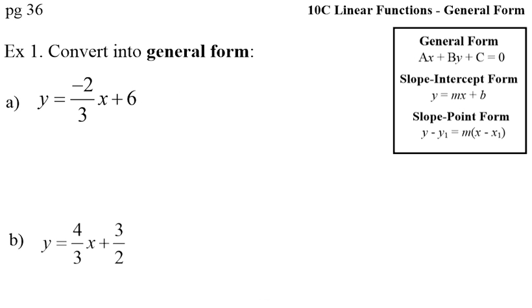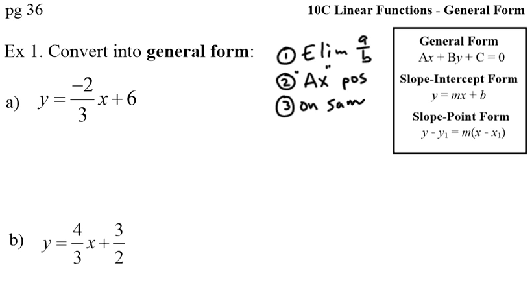Example 1 says to convert into general form. So what's wrong with this equation? Well, a couple of different things. The order I always look at is I want to eliminate fractions first. The second thing, our Ax needs to be positive, so the x term needs to be positive, and everything on the same side. So those are the three things that I look at.